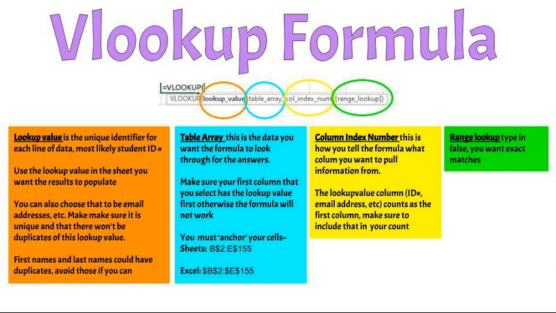In yellow, the column index number tells the formula which column you're wanting the information from. And then in green, the range lookup, you will type in false because you want exact matches. We'll explore all of these in an example.